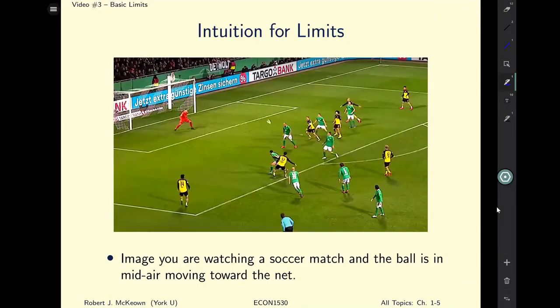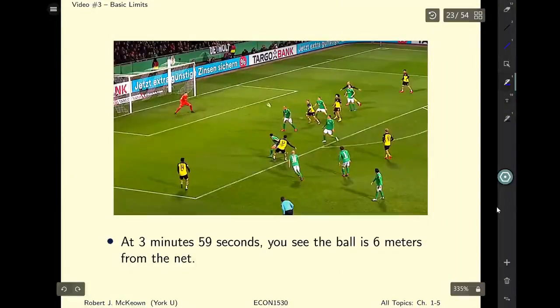I want you to imagine yourself at home, on the internet, on your computer, on your smart TV, and you're watching a soccer match, or it could be regular cable TV. And you're watching, and the ball is in the air. There it is, a little blurry, but there is the ball in the air. The time into the game is 3 minutes, 59 seconds. And you notice that the ball is 6 meters from the net.